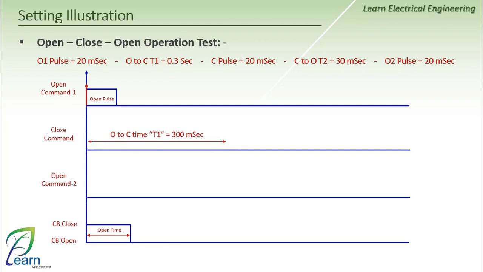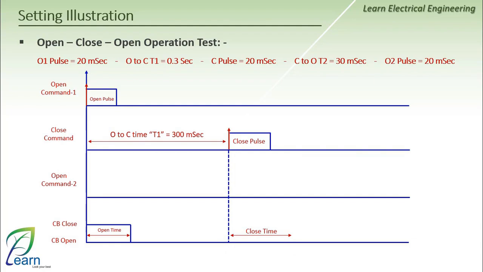After that, the close command will be issued and will continue for a period equal to the third setting, which is the close pulse. Set it to 20 or 30 milliseconds. The important thing is that it is sufficient time for the close coil to pick up and release the spring that closes the circuit breaker main poles.